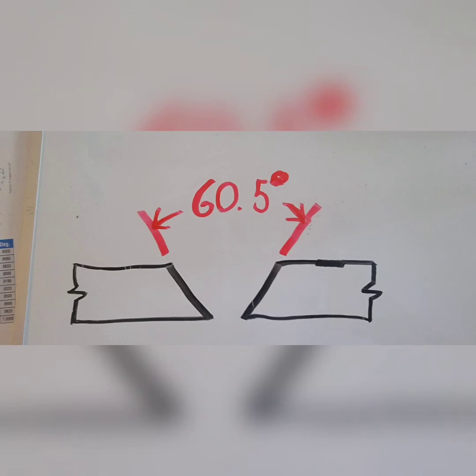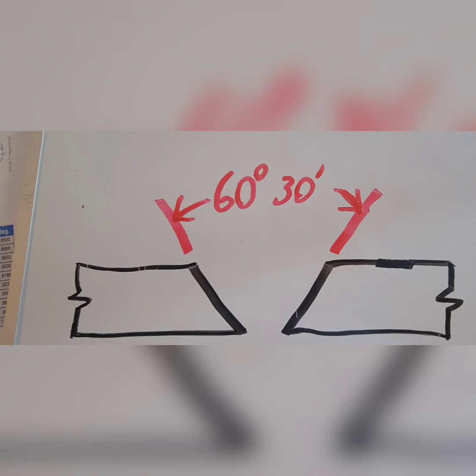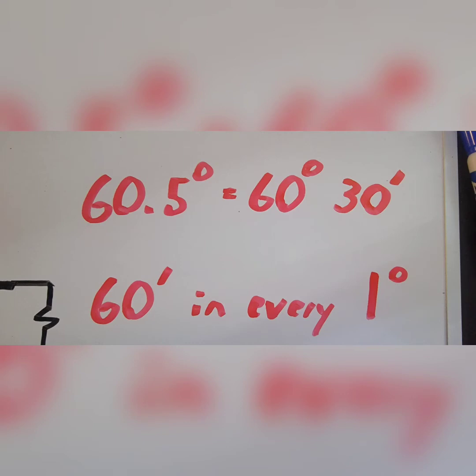Now let's rewrite this with degrees and minutes. This is 60 degrees and 30 minutes, or 60.5 degrees. They're both the same, just written differently. The big thing to understand when it comes to degrees and minutes is that for every degree, there are 60 minutes in it. And when you write half of a degree, which would be 0.5, half of 60 is 30. It's just a different conversion.